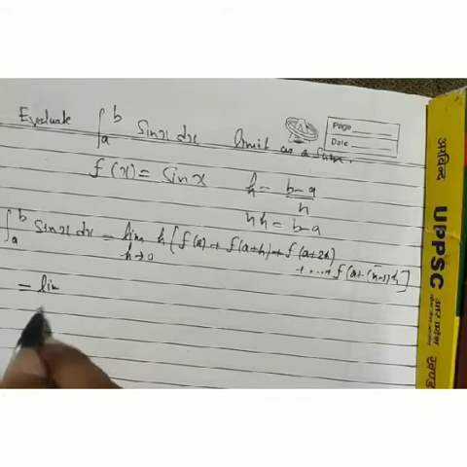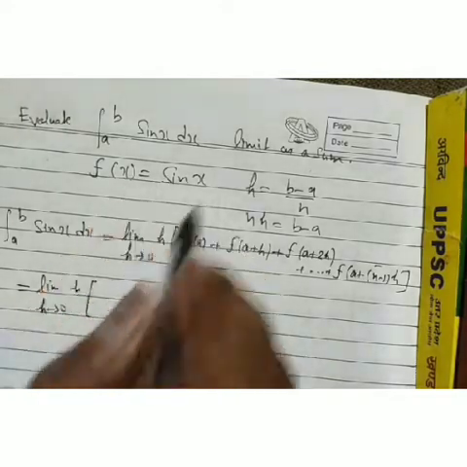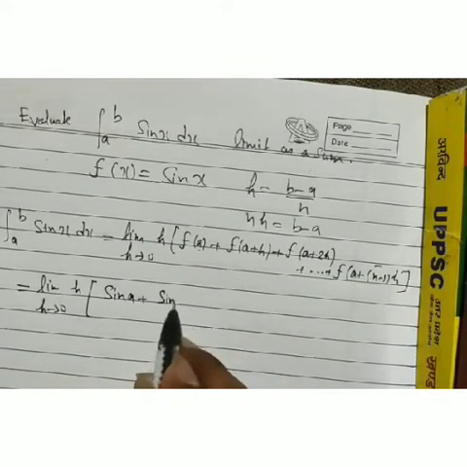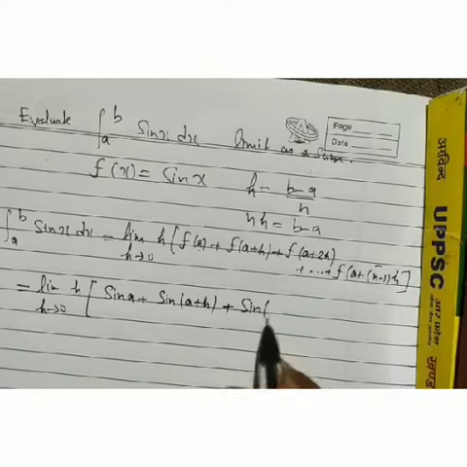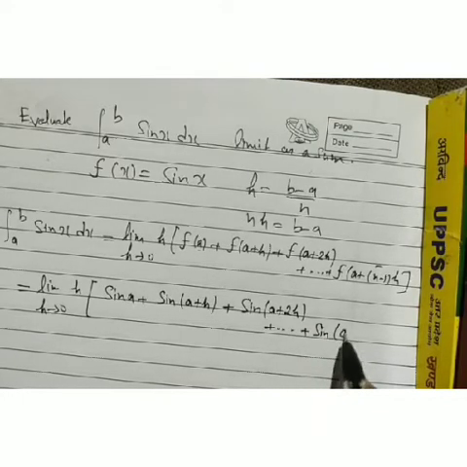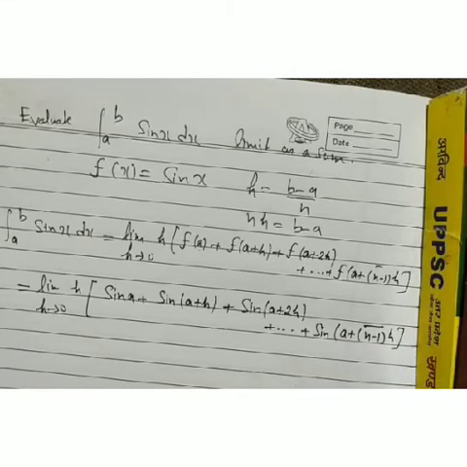Equal to limit h tends to 0, h. Our f of a is what? It's sine a, then sine a plus h, then sine a plus 2h, and lastly we have sine a plus n minus 1 h.